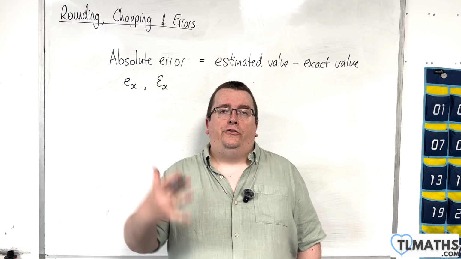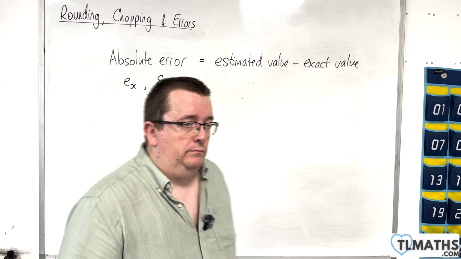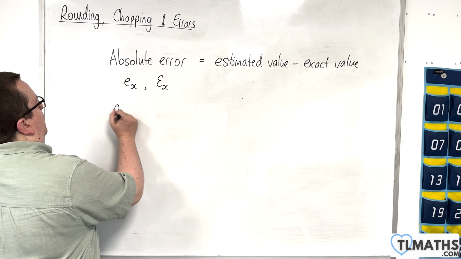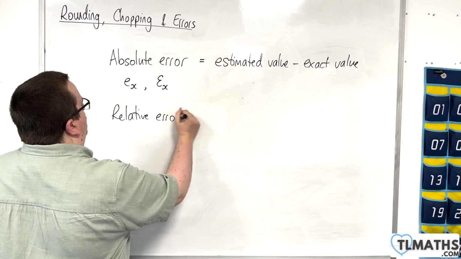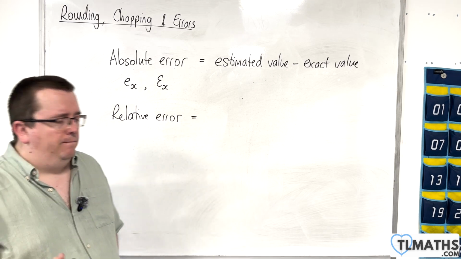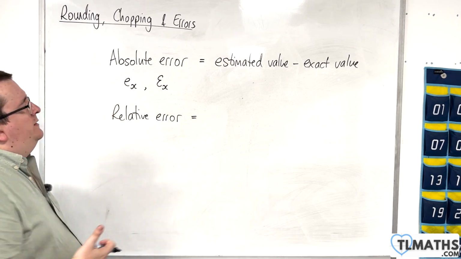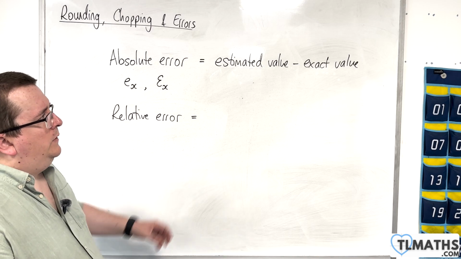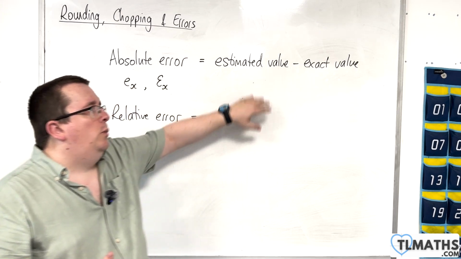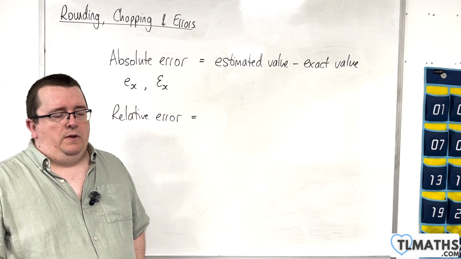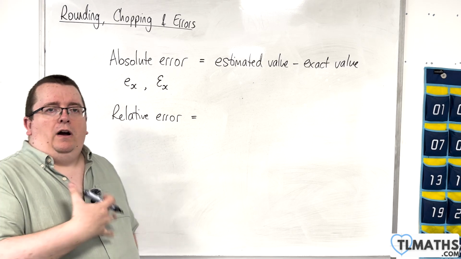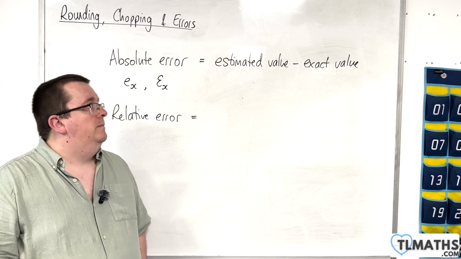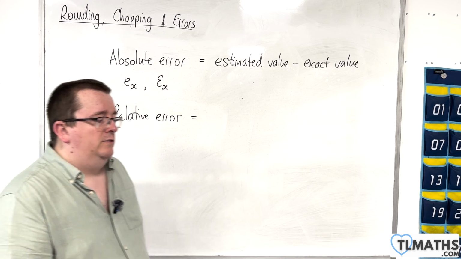So in this video, I want to talk to you about relative error. So relative error essentially puts the error into perspective, okay? So if you've worked out the absolute error, you have subtracted the exact value away from the estimated value. If, for example, this was half a kilo, right? So the absolute error was half a kilo.